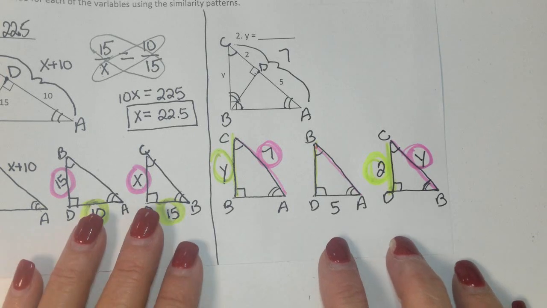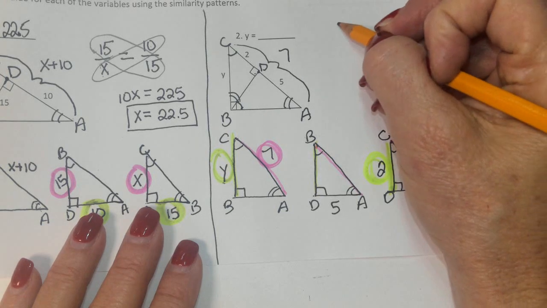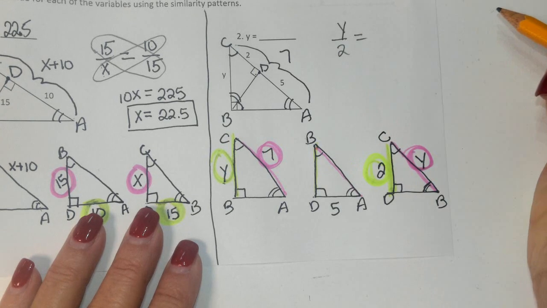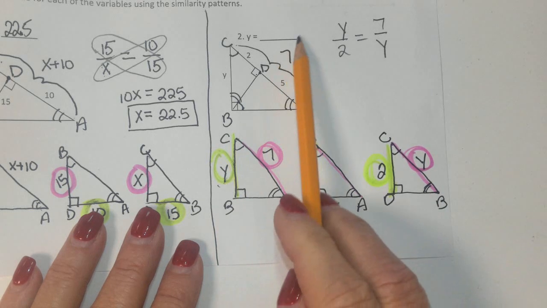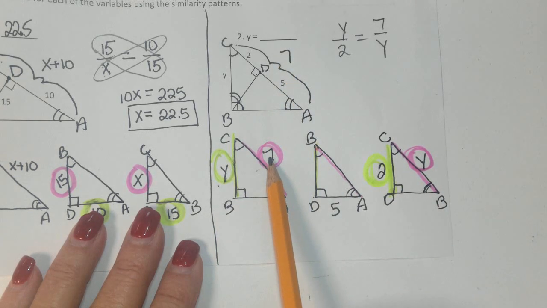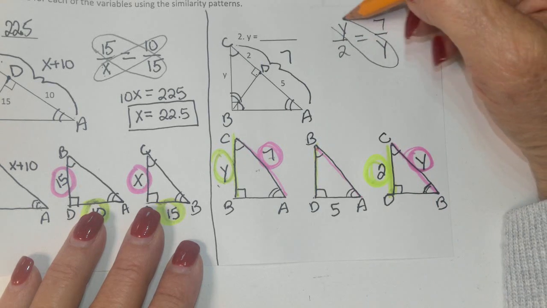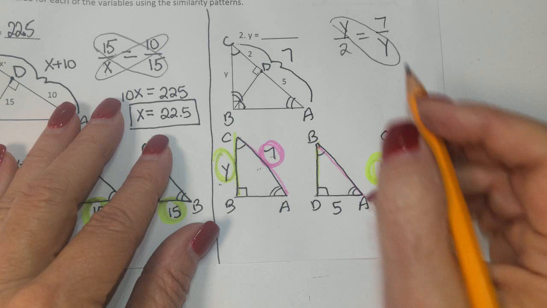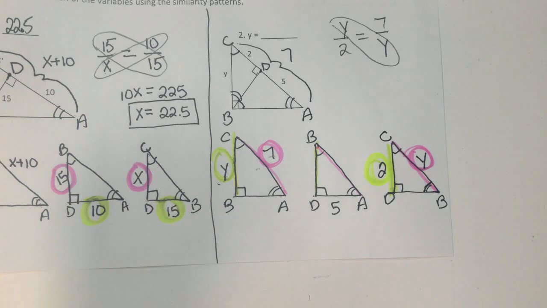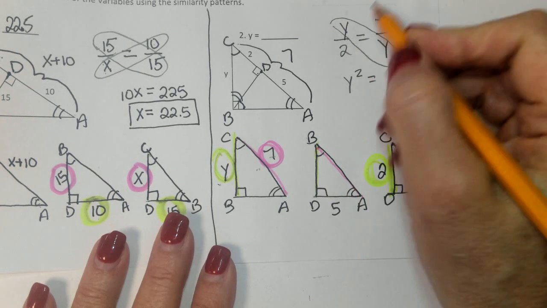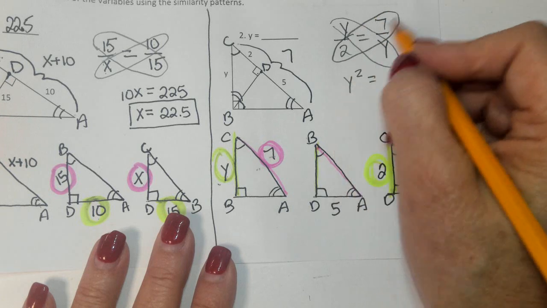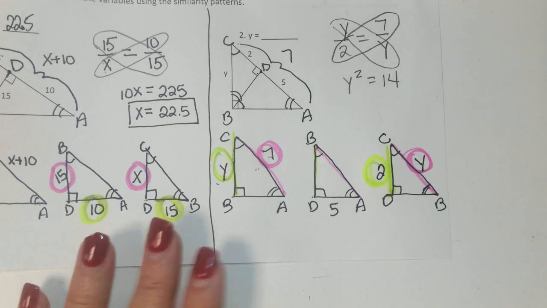We're going to set up our ratios. How are we going to set up our ratios with these? Y is to 2 as 7 is to Y. Notice I started with this triangle in my first ratio, so I have to start with that triangle in my second ratio. That's the important part. All right. What do you get when you cross multiply? Y times Y. 2 Y's, not 2Y. Y plus Y is 2Y. Y times Y is Y squared. And then multiply 2 times 7, you get 14.